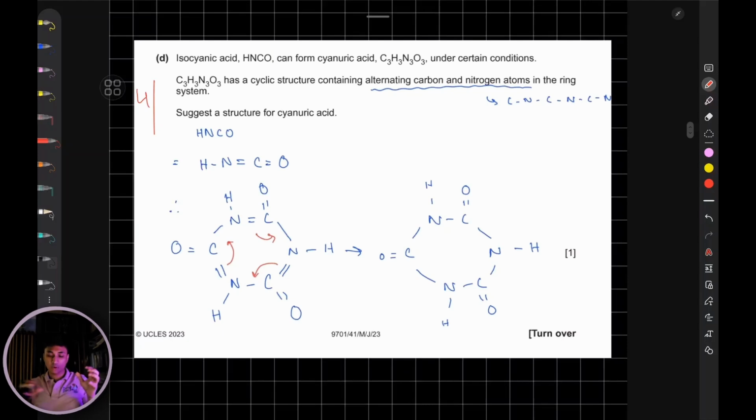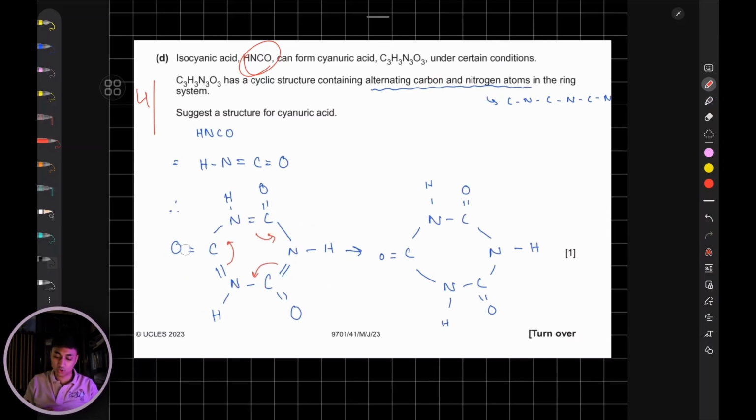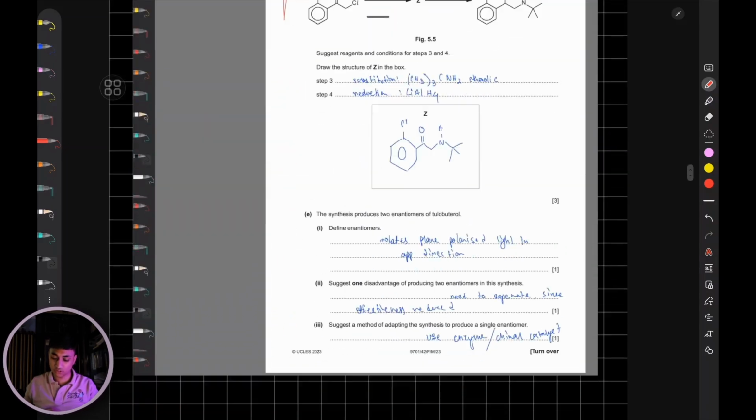You're adding the 3 molecules, 3 of these up, you're breaking the double bond and forming the cyclic structure, right? Then these are going to be out of the benzene ring, since they've mentioned carbon and nitrogen atoms are going to alternate throughout the ring. Fair enough, question 4.